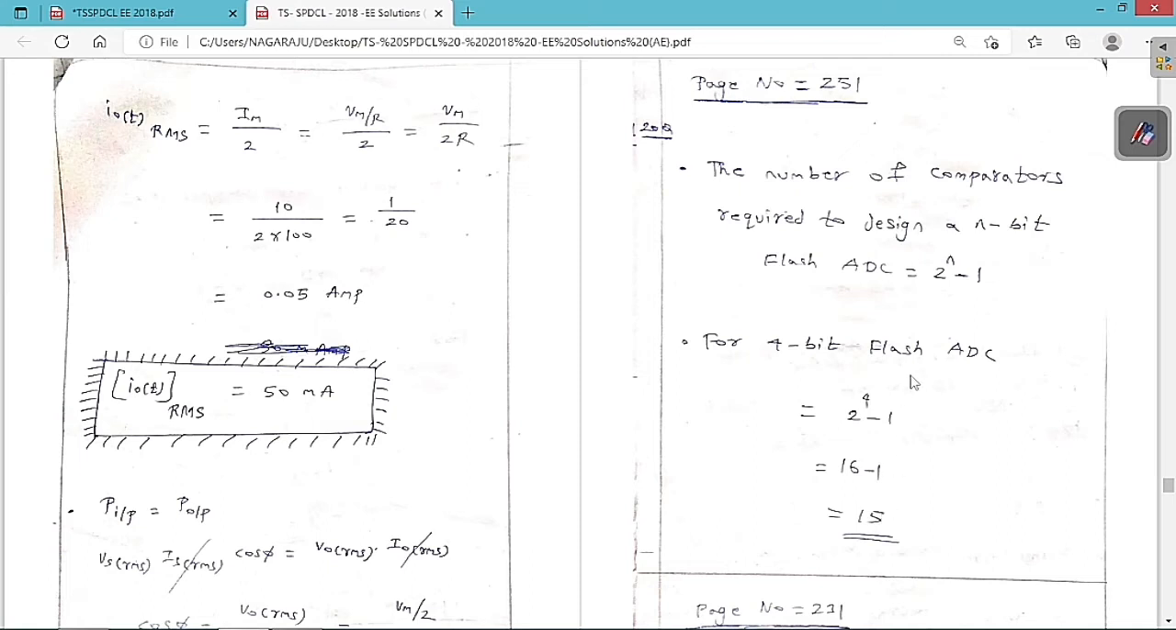So finally I can say that the number of converters required to design an n-bit flash type ADC is equal to 2 to the power of n minus 1. For 4-bit, substitute n equal to 4, so we get 16 minus 1 equal to 15.